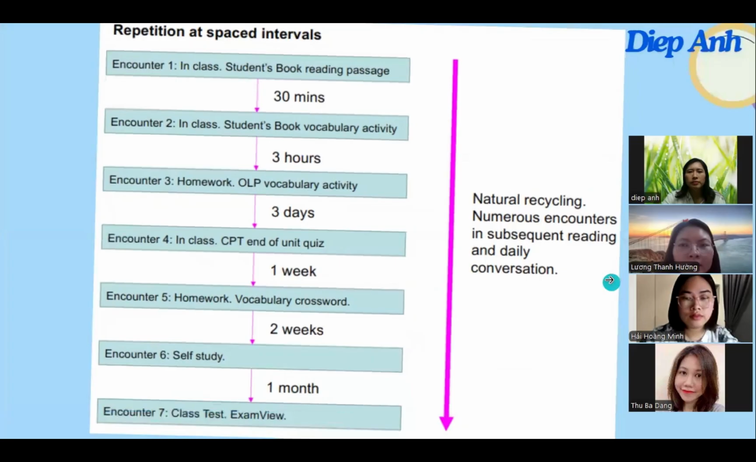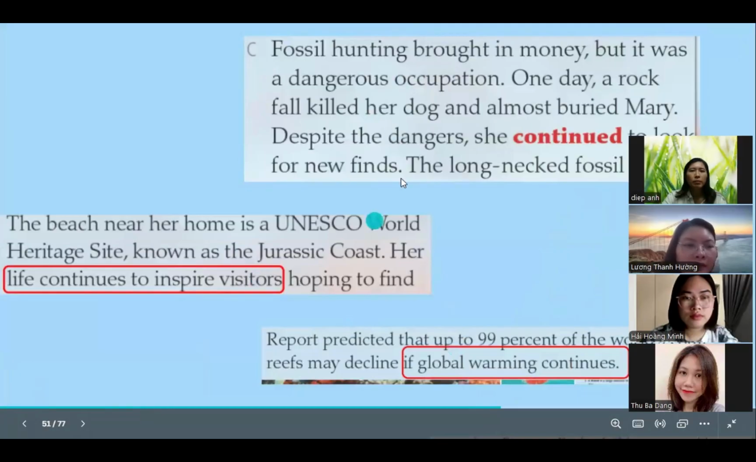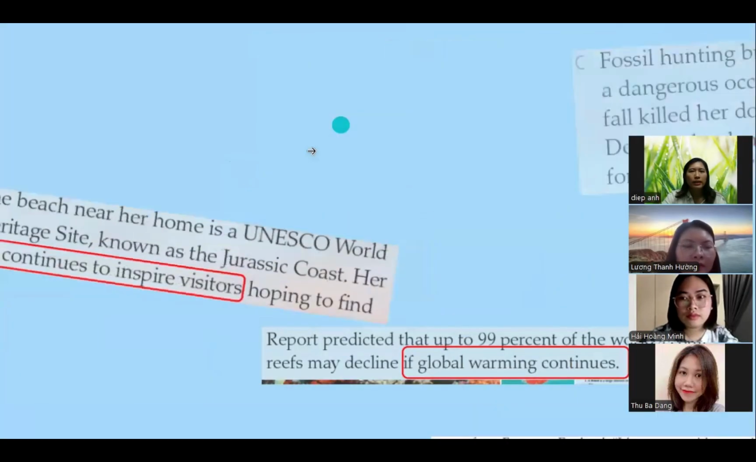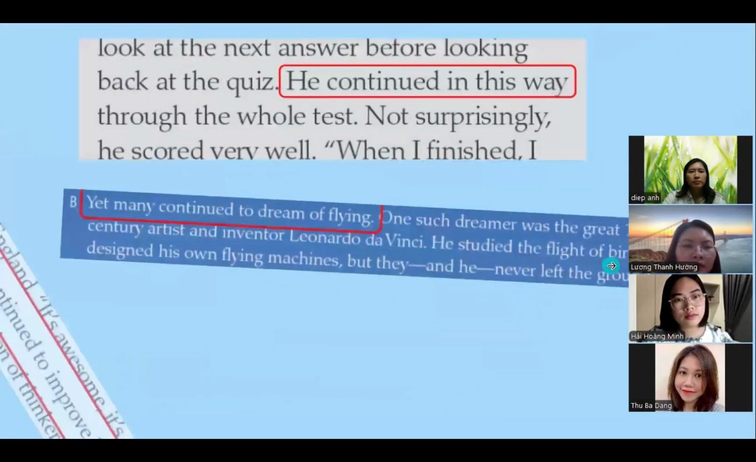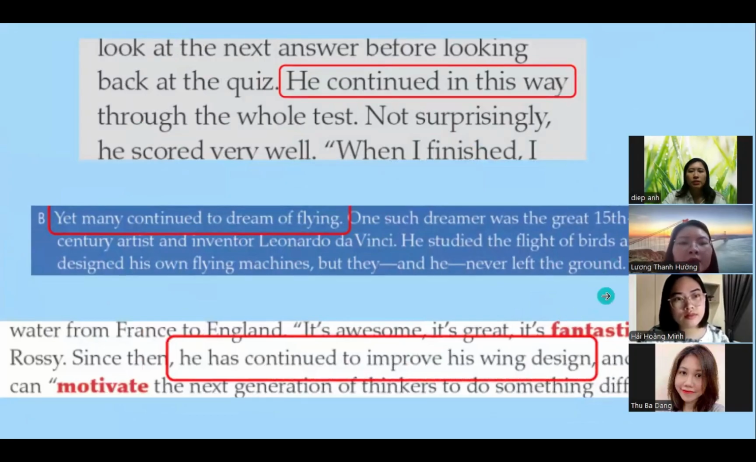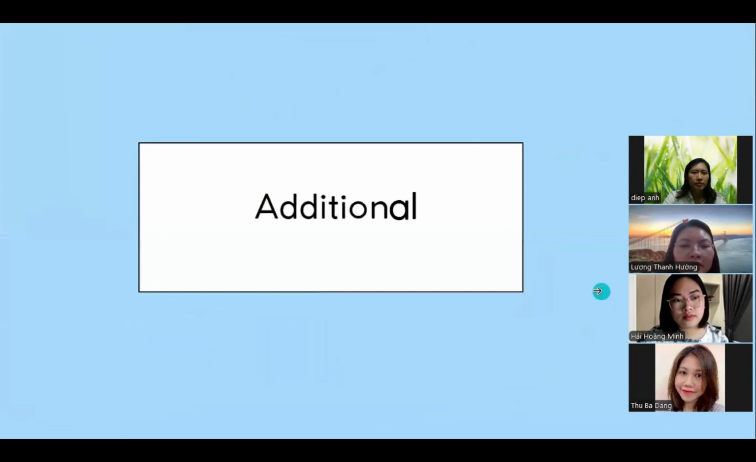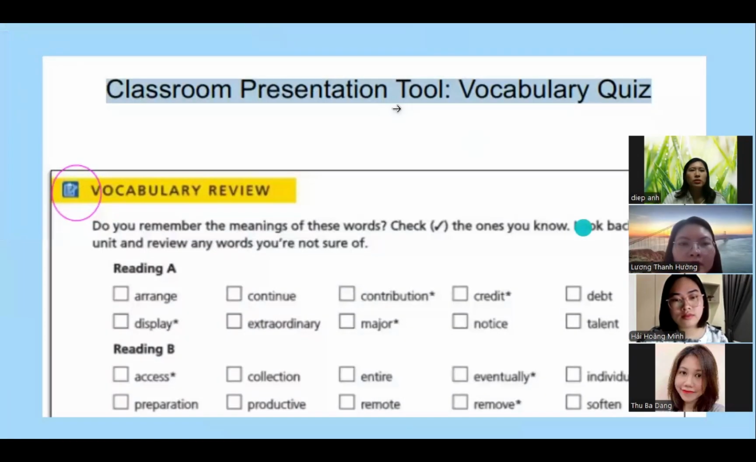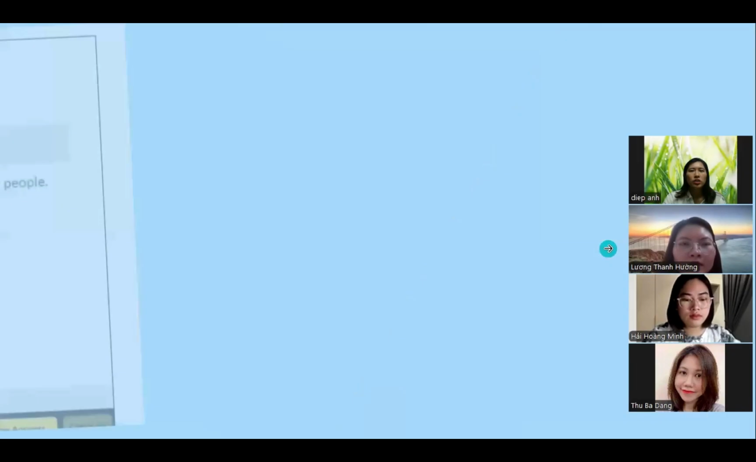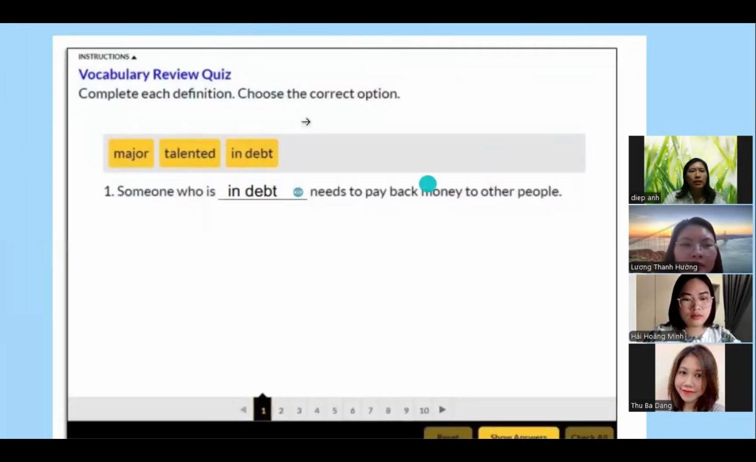And next one, here is some example of encounters. They need to encounter the word at least 7 times in their lesson, in some different cases. And here is some additional vocabulary practice. Teachers can use classroom presentation tools like a vocabulary quiz, like this one. And teachers can use, like this one, the complete each definition.